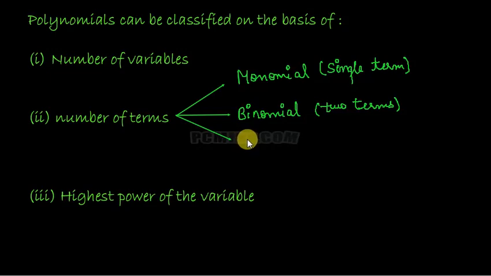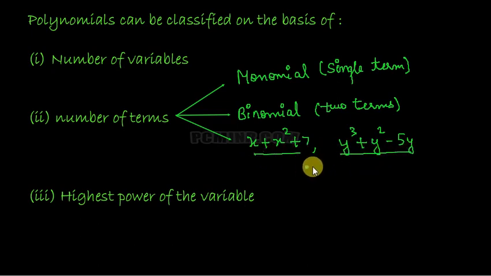And when we have three terms in the polynomial, like I have here x plus x square plus 7 or y cube plus y square minus 5y, these are three terms in each polynomial. So we call it a trinomial. Therefore, trinomial is a polynomial with three terms. So this was the classification based on the number of terms as monomial, binomial, trinomial and so on.